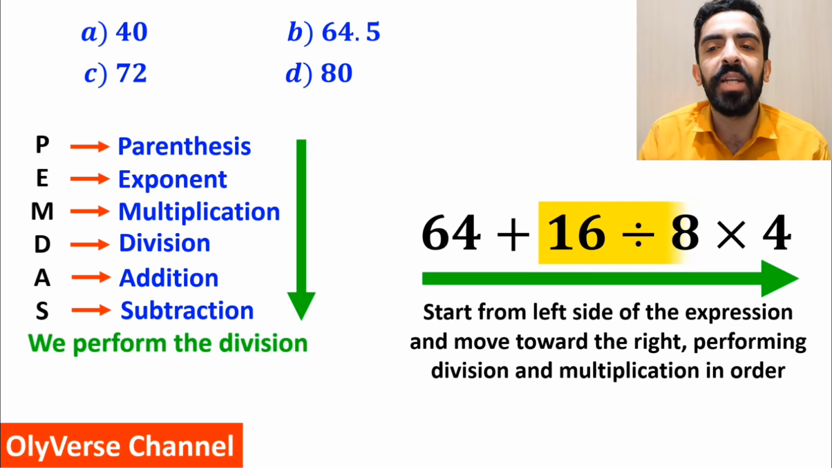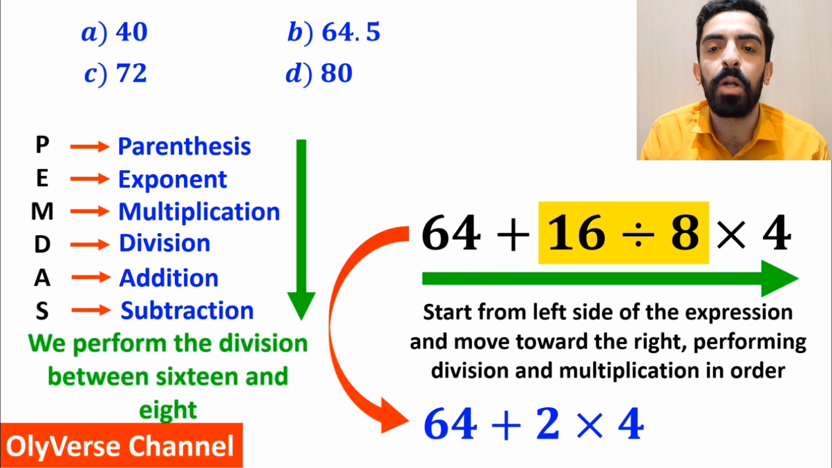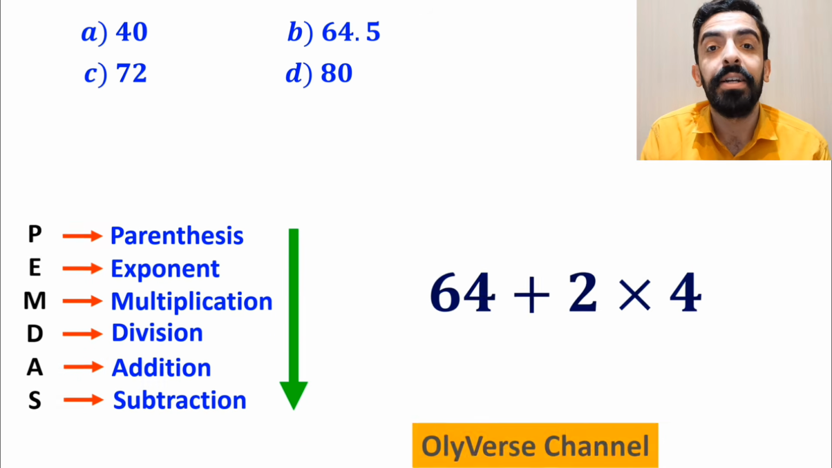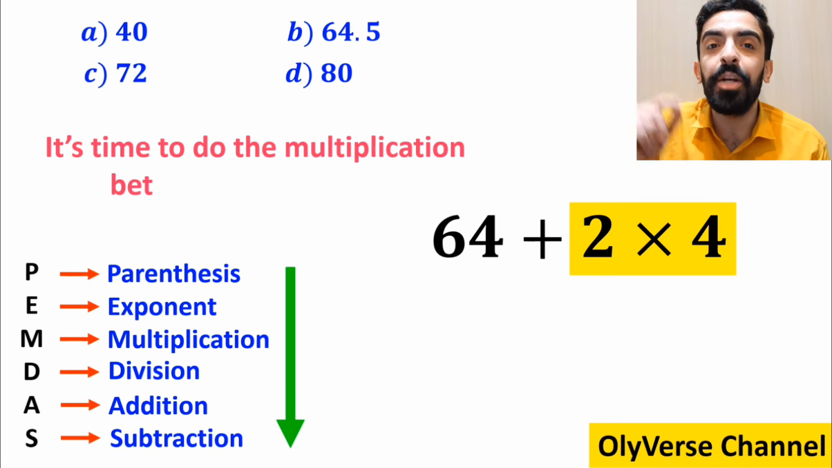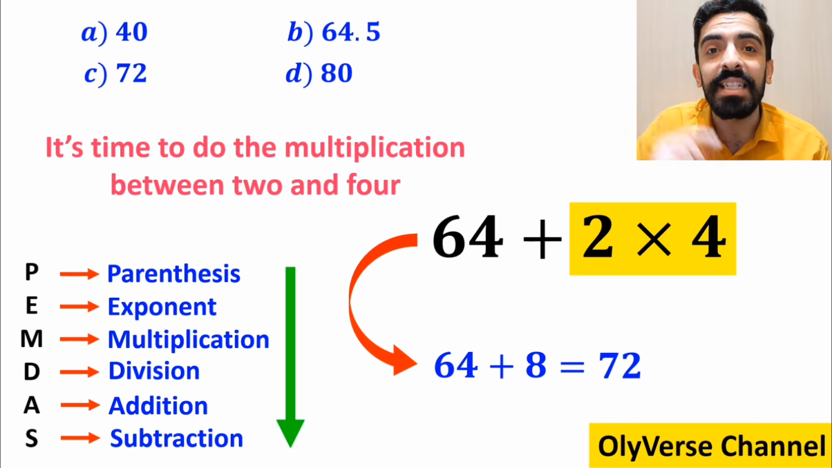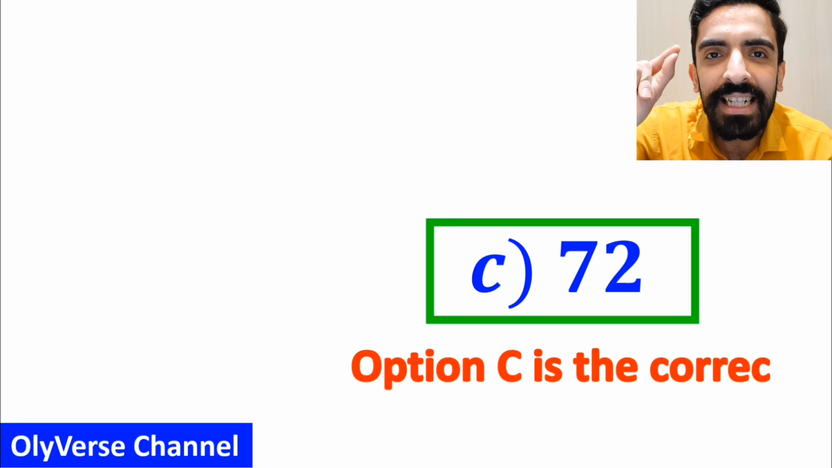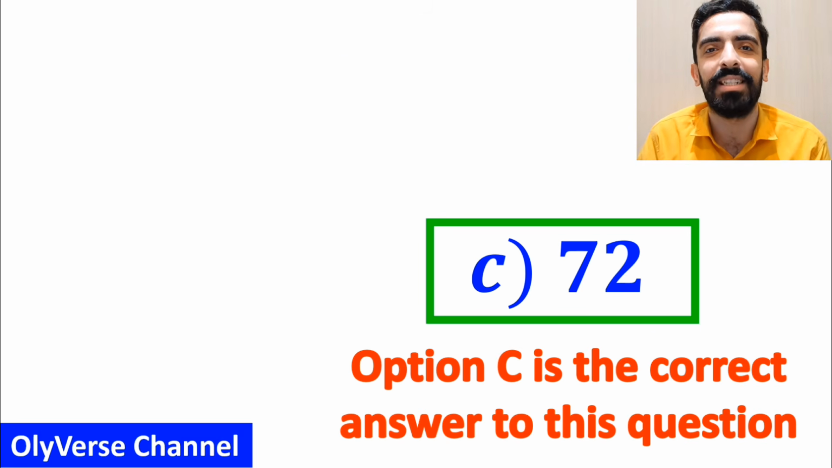So, first we perform the division between 16 and 8, and this expression simplifies to 64 plus 2, then times 4. Now, it's time to do the multiplication between 2 and 4, which gives us 64 plus 8. And finally, the value of this expression is equal to 72. That's great. Option C is the correct answer to this question.